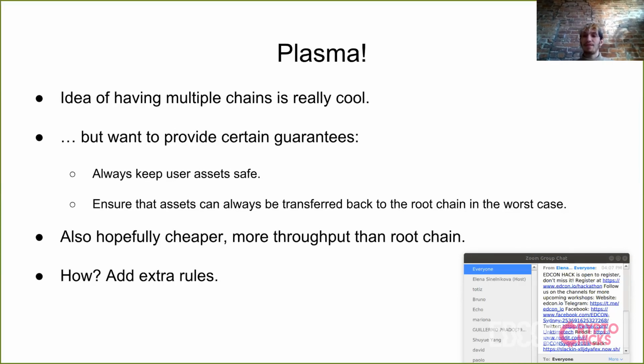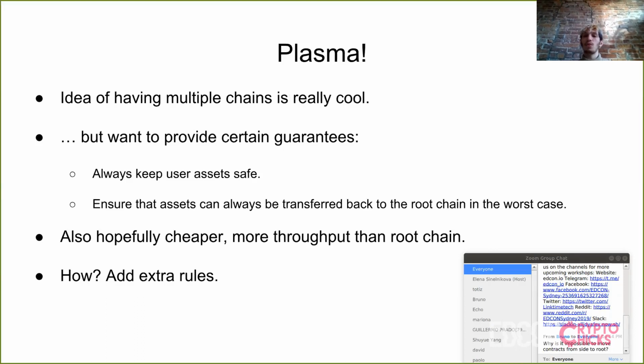But then we have Plasma. The thought process behind it is, okay, it's really cool to have these multiple chains. Obviously, not having to do everything on the base layer is a really, really good idea. But we still want to provide certain guarantees. We want to make sure that your funds are safe. People didn't really like this idea of if the sidechain fails, all of your funds are gone, right?